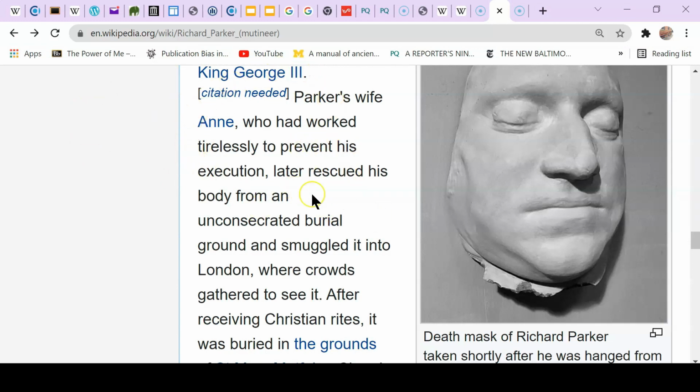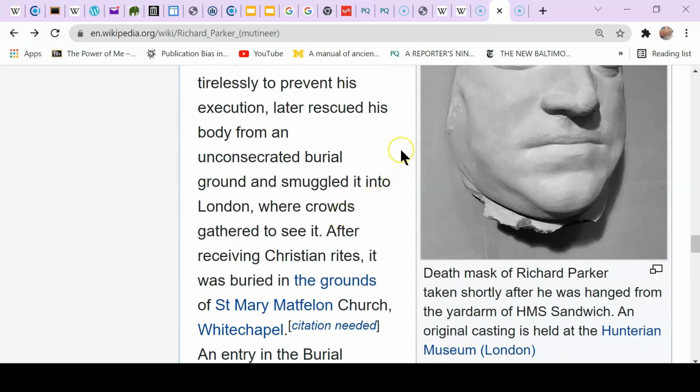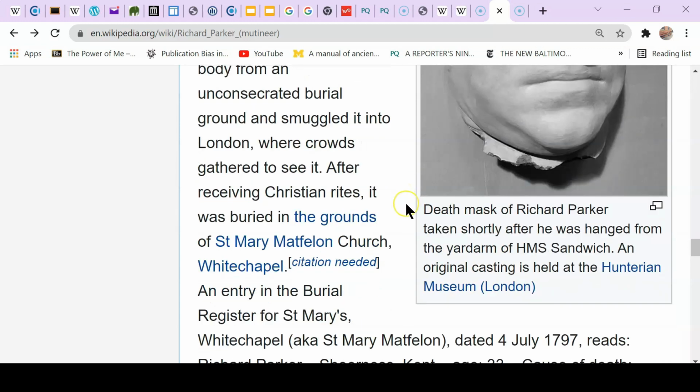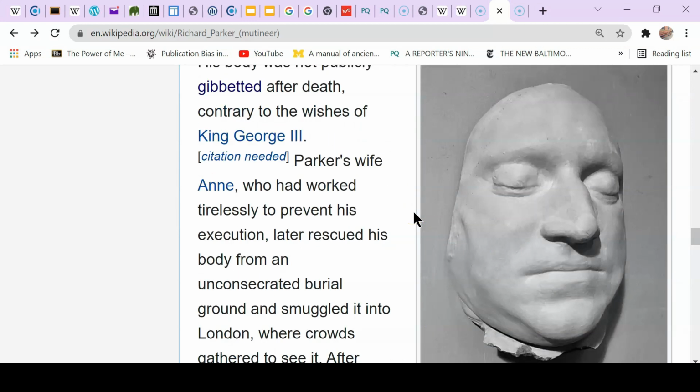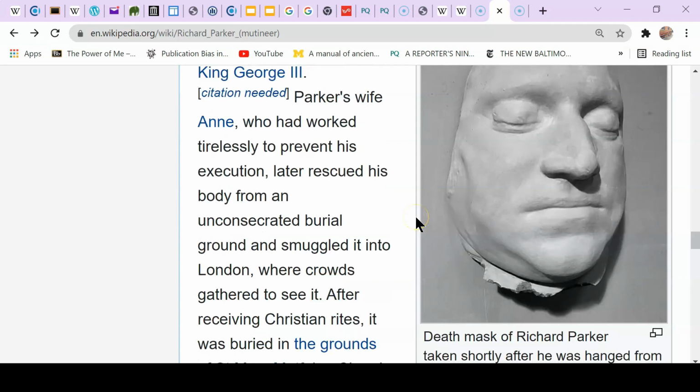And we can take that in so many ways. How tirelessly did she work? What did she actually do? Because she really is a non-factor in the gatekeeping story here. But allegedly, she goes so far as to rescue his body from an unconsecrated burial ground and smuggle it into London, where crowds gather to see it. It must have been a sensation, right? I'm sure this pirate story of the 3 or 4 boats, or however many it was, that blockaded the Thames for a few days was quite the story, quite the diversion from something else that could have been going on in London or in royal politics or foreign affairs, at the time.